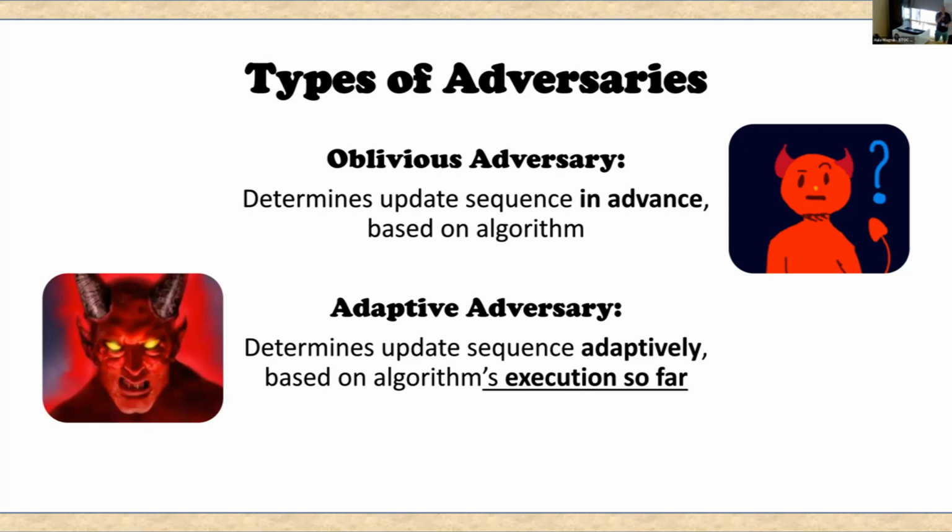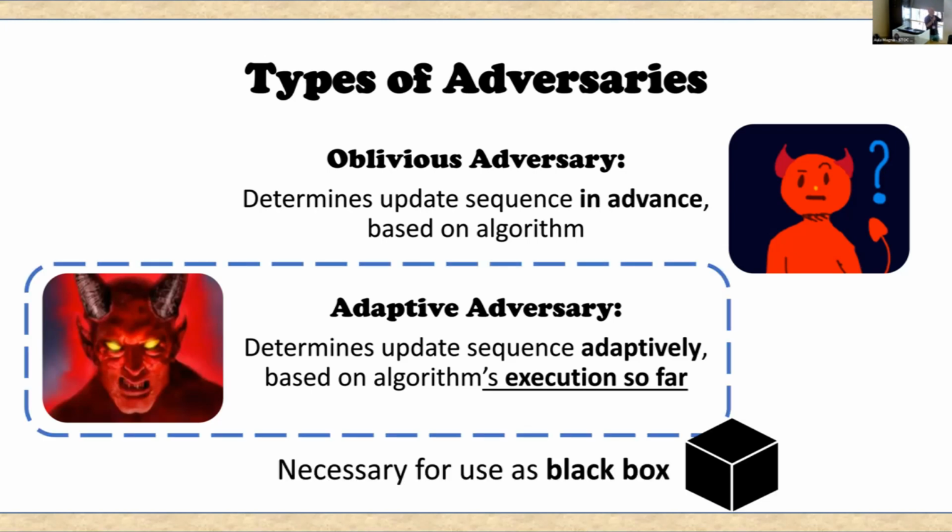Okay. And again, I'll reiterate this point from yesterday. I won't go into this in too much detail, but you're welcome to ask me more about this later. Being able to deal with adaptive adversaries is crucial if you want to be able to use this algorithm as a black box. Okay, so think of some kind of outer loop that, based on what your dynamic algorithm is doing, decides what the next sequence is.